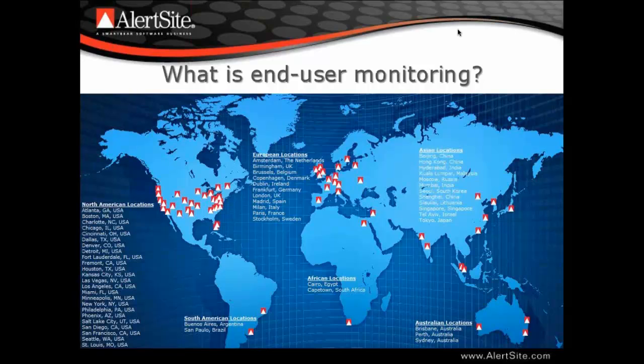This is a map of our monitoring network. There are approximately 80 different monitoring stations from which we can monitor web application performance today. About half of those are in the US, and about half of those are international.